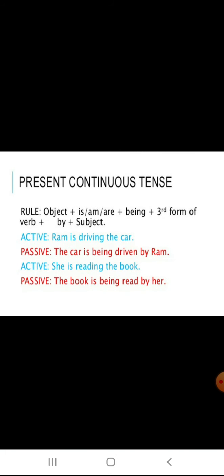Now you see present continuous tense. Here first object will be there, then is, am, or are, then we have to add being. Then third form of a verb plus by and a subject. The active voice you see, Ram is driving the car. The car is being driven by Ram. We should add being. Third form of a verb we used in the passive voice. Then she is reading the book. The book is being read by her.